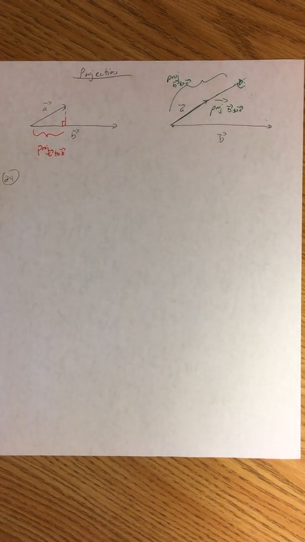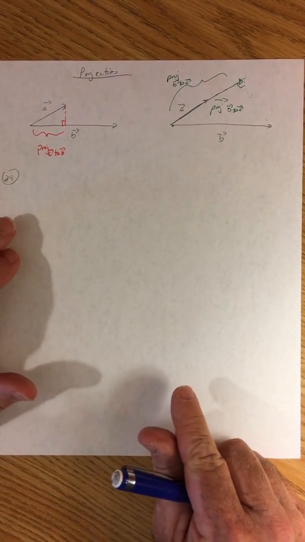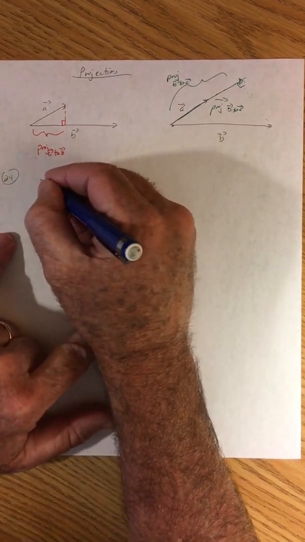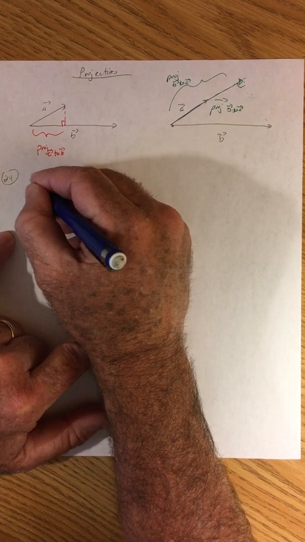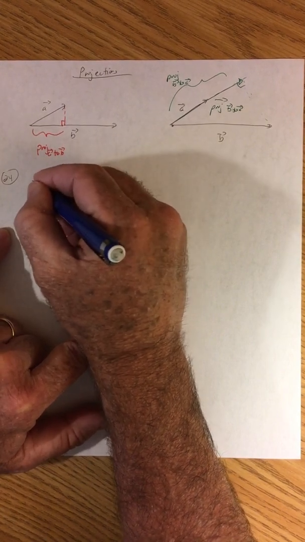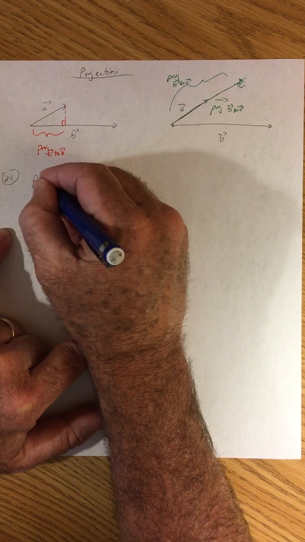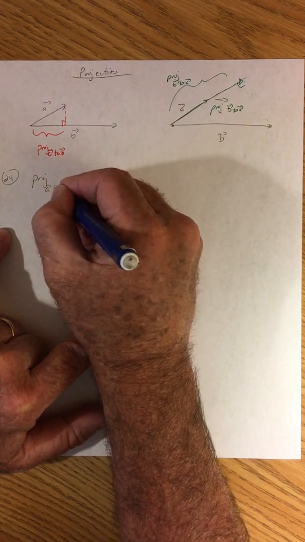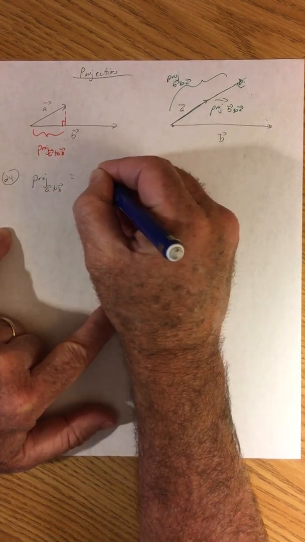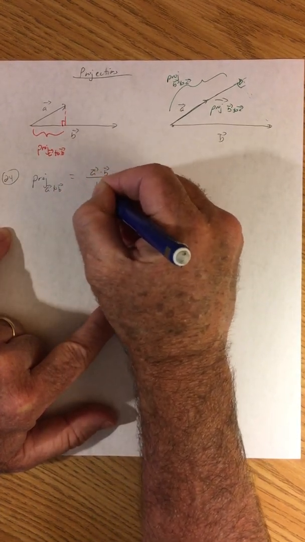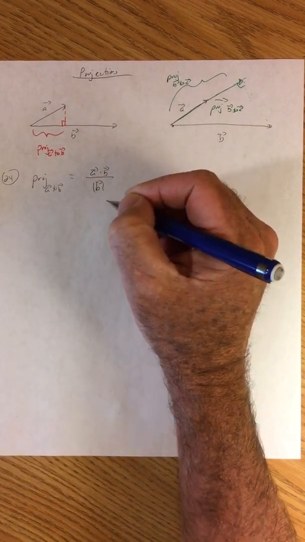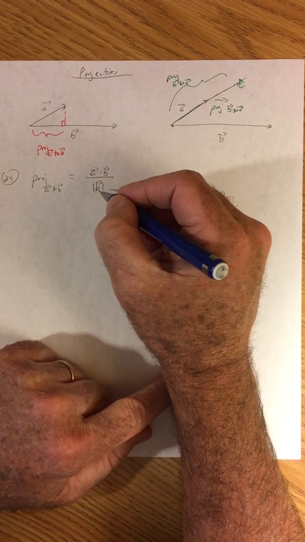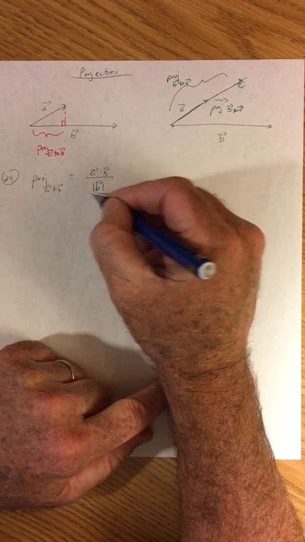Now problem number 24, which is one of your assignment problems, but I'm going to do it for you. It says, show that this shortcut formula to find the projection works. They want to show the projection of A to B is equal to A dot B divided by the magnitude of B. People have told me in the past that this is counterintuitive, that we project A onto B and we're dividing by the magnitude of B.